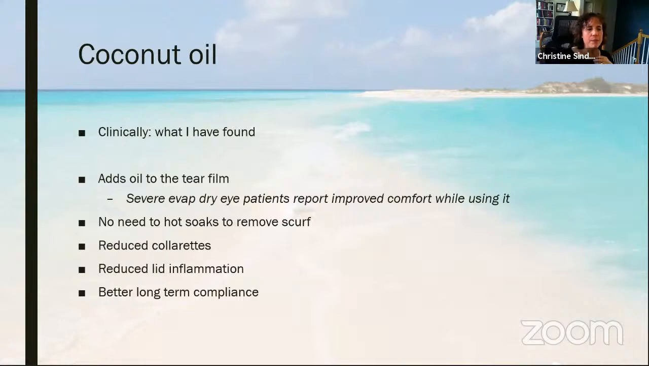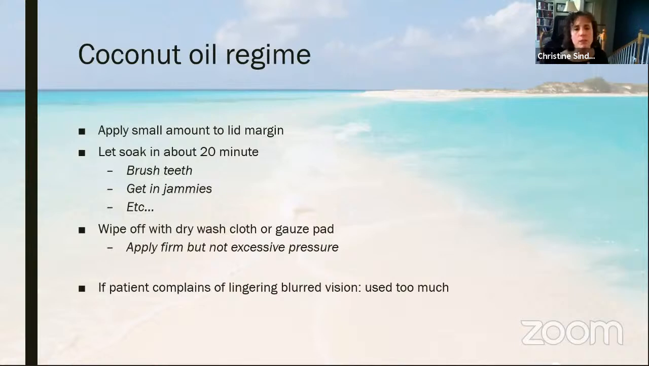Clinically, what I have found is that patients don't hate using it because it makes their eyes feel calm or comfortable. It's like putting the fire out when they do it. It removes those collarettes, removes inflammation. And so therefore, if they don't hate doing it, it has better long-term compliance. I tell them to take a little of the coconut oil, or whatever oil they use, put it on their eyelids, brush their teeth, get into their pajamas, get ready for bed, whatever their routine is, and then come back with a dry cloth and scrub at those eyelashes to help just consistently remove any Demodex or any scurf that may be on the surface of the eye.